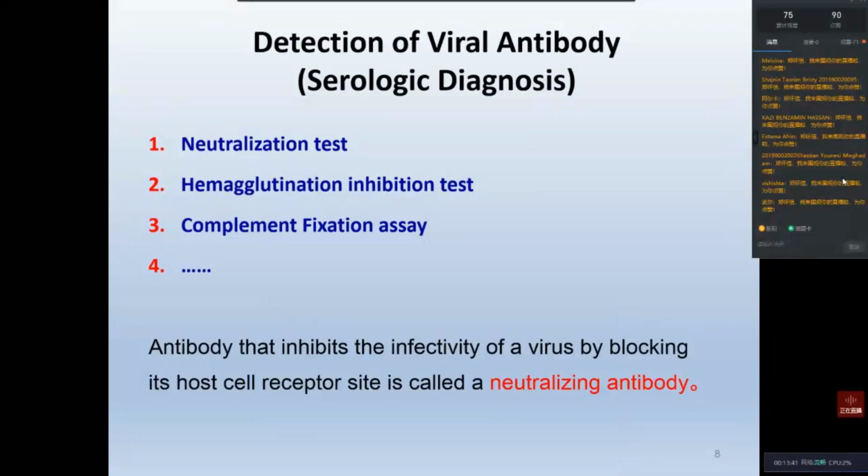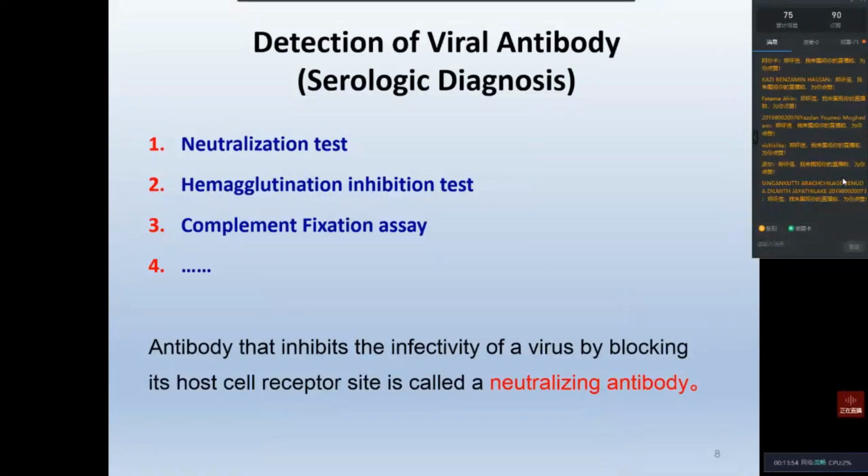Okay, next we'll talk a little bit about the antiviral therapy. Well, unlike bacterial infection, which we can use different antibiotics to inhibit bacteria, for a lot of virus infection, we don't have specific medicine to inhibit the virus replication. So that's bad. And we don't have any antibiotic to treat against virus because they are working on bacteria.